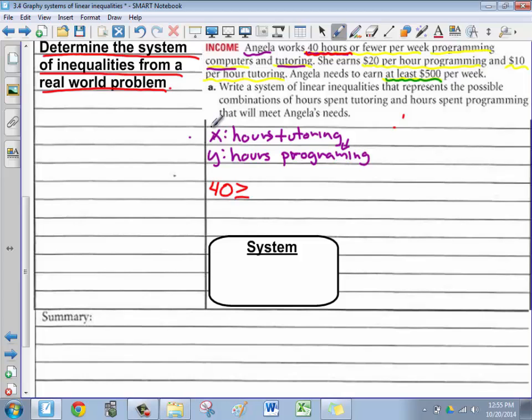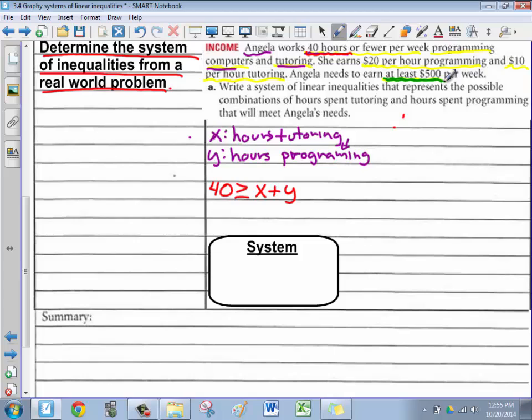Well, then we just have to add these two things. X is hours tutoring, so we put an X plus our Y. So 40 hours has to be greater than or equal to hours tutoring and hours programming. So this is our first inequality right here. 40 is greater than or equal to X plus Y. Okay? Now let's look at the money made.